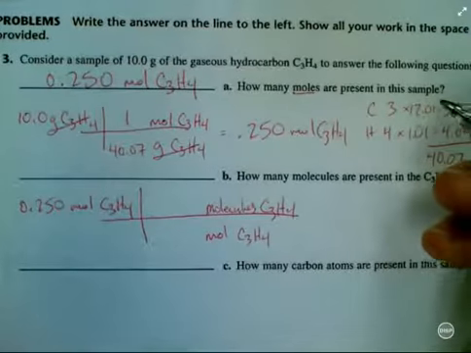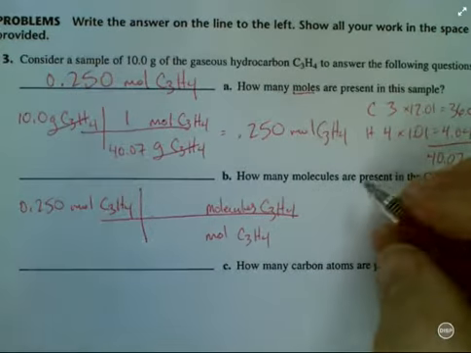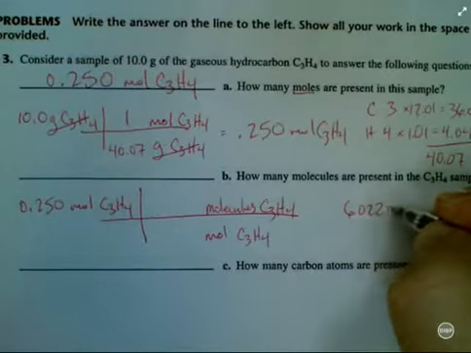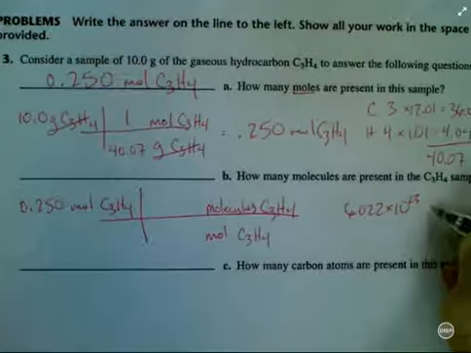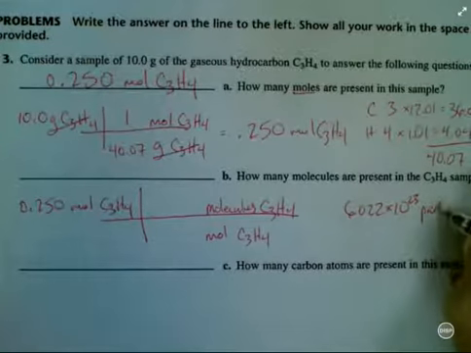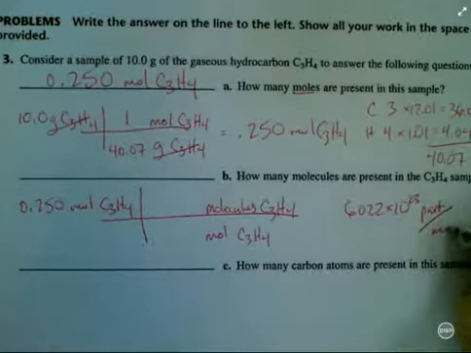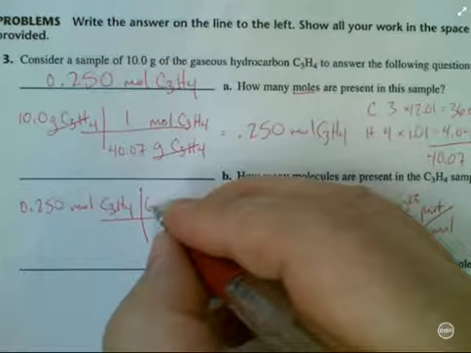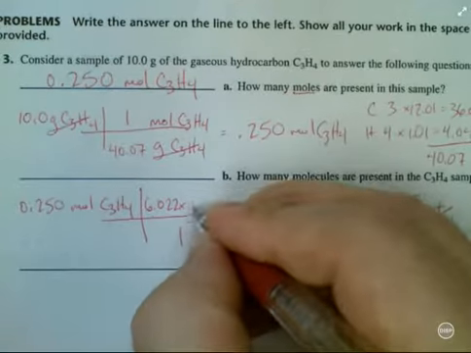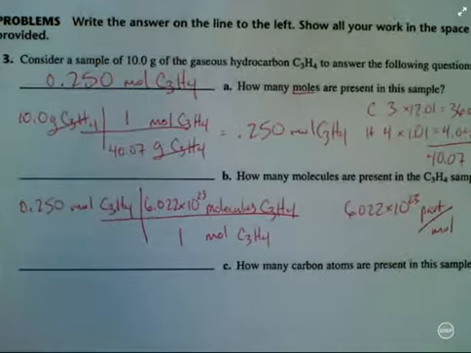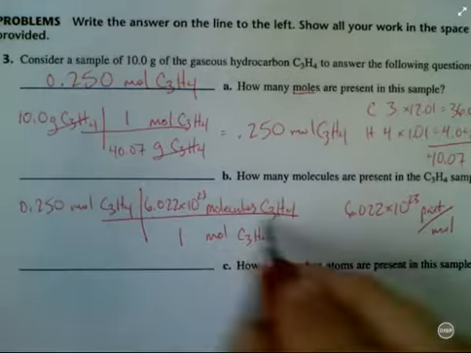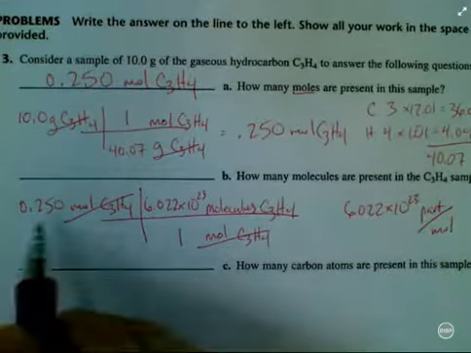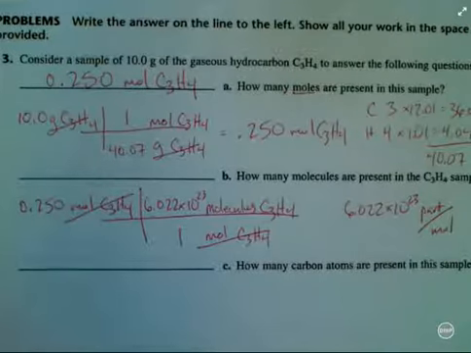That is Avogadro's number. Avogadro's number is 6.022 times 10 to the 23rd particles per 1 mole. So for every 1 mole, I have 6.022 times 10 to the 23rd molecules. Now looking at the crosshairs that I've set up right here, I know that the moles will cancel, and I'm going to multiply these two scary, scary numbers.